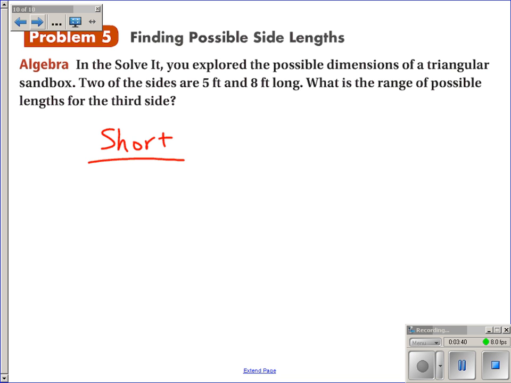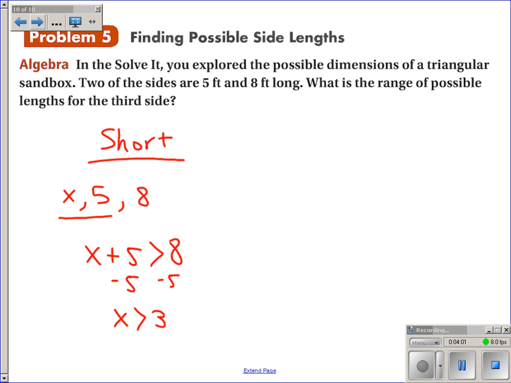I'll think of it as being the shortest side, and I'll call it x, 5, and 8. Now the sum of the two shorter sides, x being one of the shorter sides, would be x plus 5, which must be bigger than 8. Now I will subtract 5 from both sides of this inequality, and x must be bigger than 3. So if x was any smaller than 3, it'd be too short to form a triangle. So x must be bigger than 3.